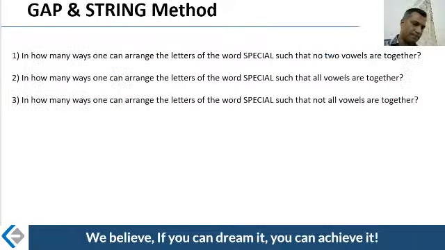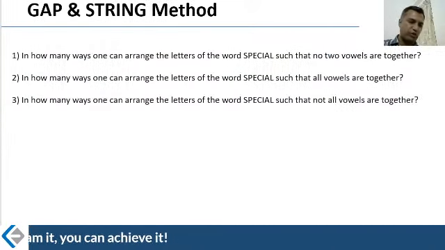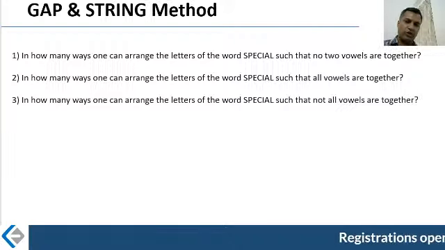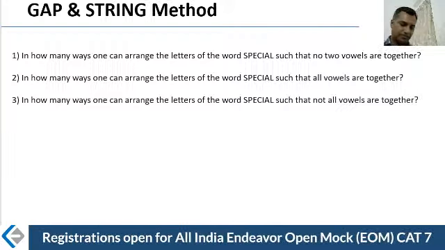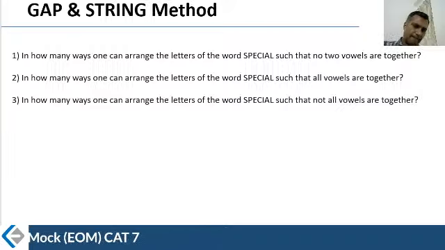Therefore, push yourself. Gap and string method. Very, very important. Just read through the questions and we'll do it together. In 10-15 minutes we'll wrap it up and we are done. Gap method and string method are pretty important methods.